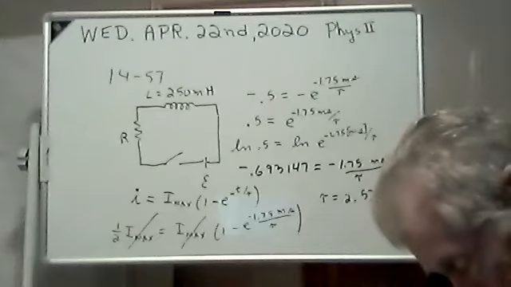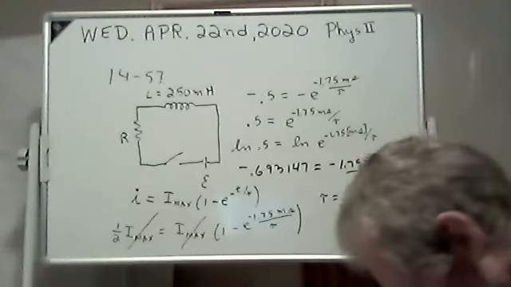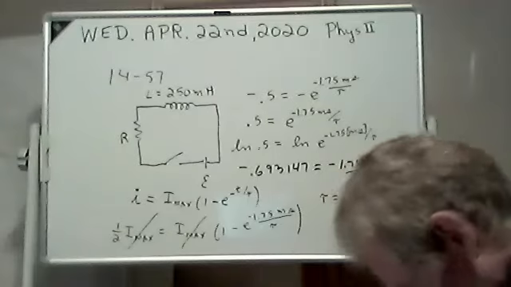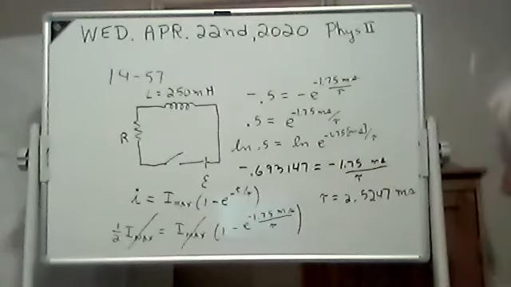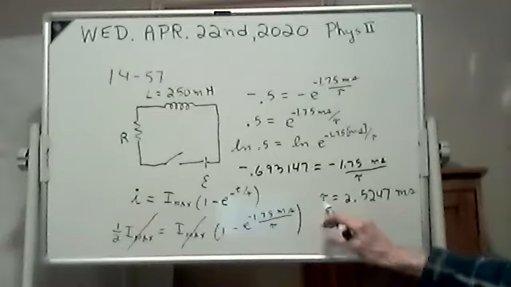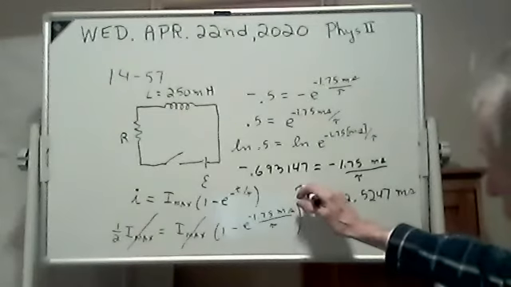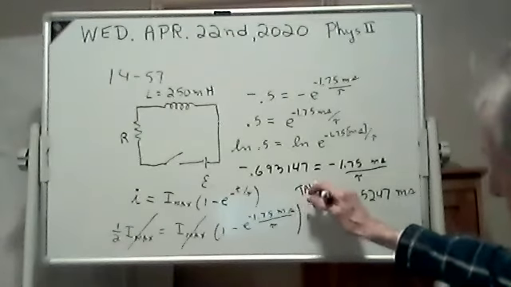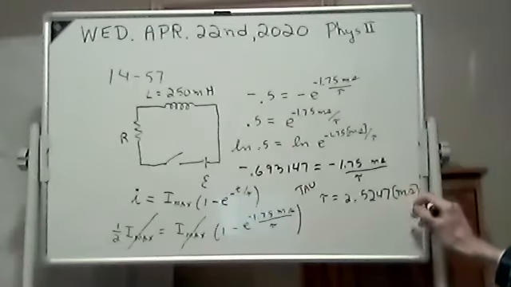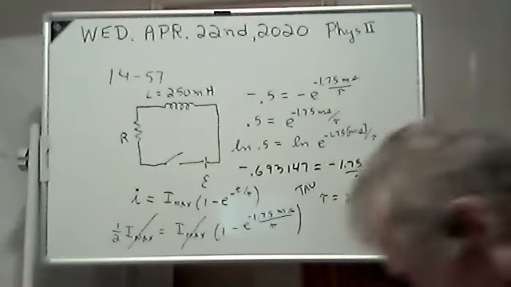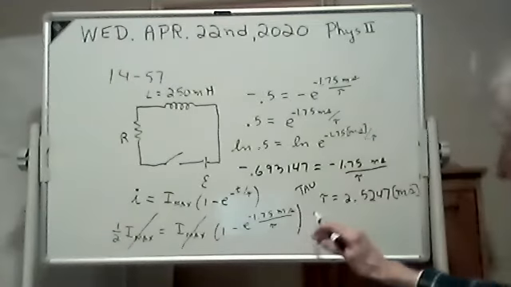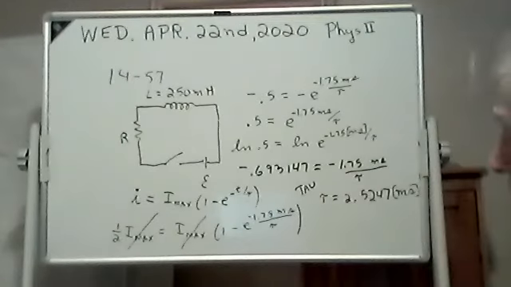Now let's see what they wanted us to do. Let me read this again here. Determine the time constant of the circuit. Well, we just did that. That is the time constant. Ta-da, that's it. It's a Greek letter tau, and it's the time constant, and it's in seconds. Yay, we did that. Now, what else are we supposed to do? The resistance of the circuit. Well, look here. I need a little room here.